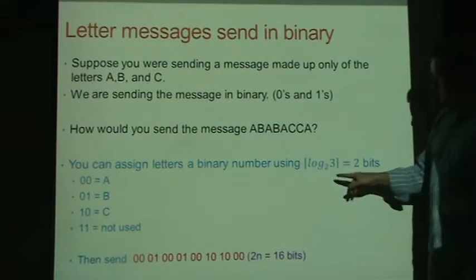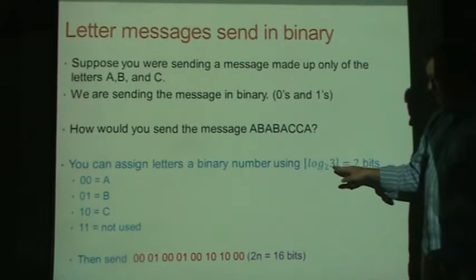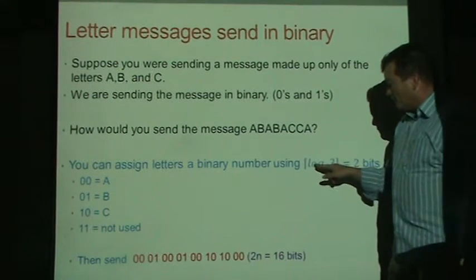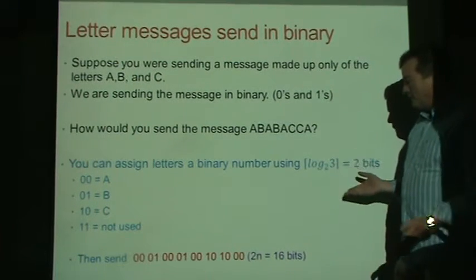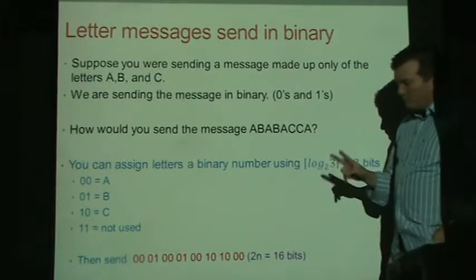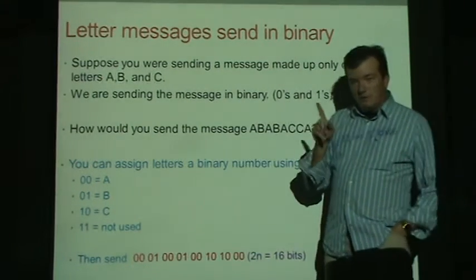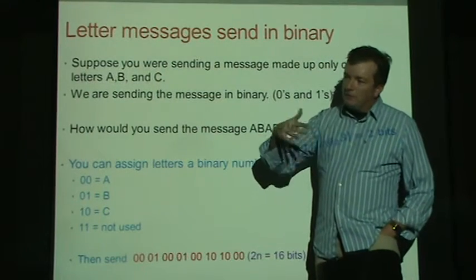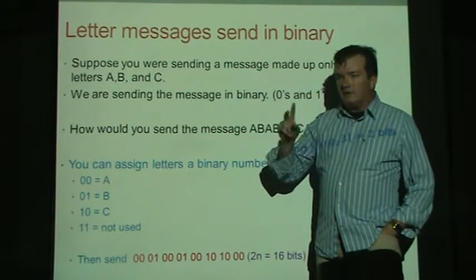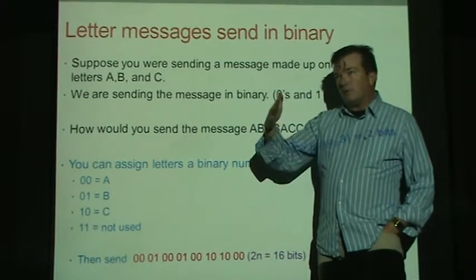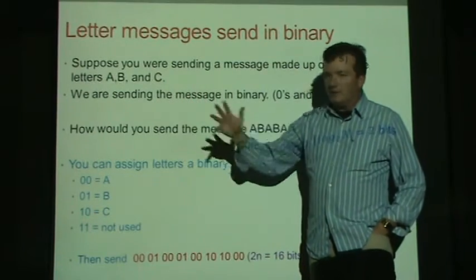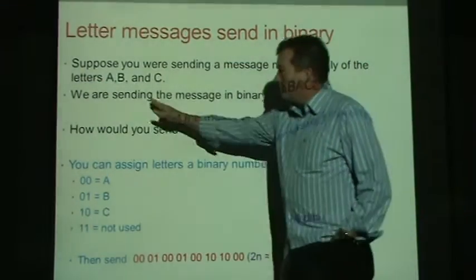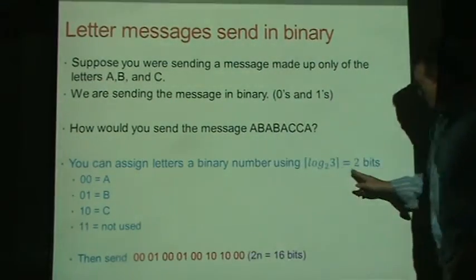What we could do is say log base 2 of the number of letters we have. We have 3 letters, so we're going to say log base 2 of 3 and then round that number up. For example, if we only had 2 letters, we could use 1 bit: 0 means A, 1 means B. If you go to 3 or 4 letters, you need 2 bits. And if you go anywhere between 5 and 8 letters, you need 3 bits, right? Okay. So obviously I picked 3 to make it difficult. So we're going to use 2 bits.